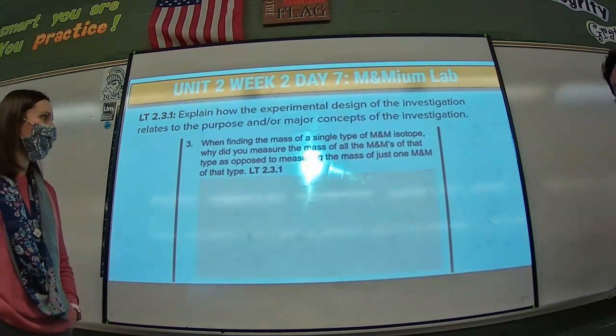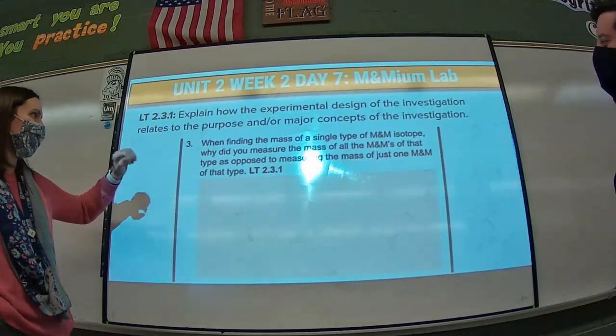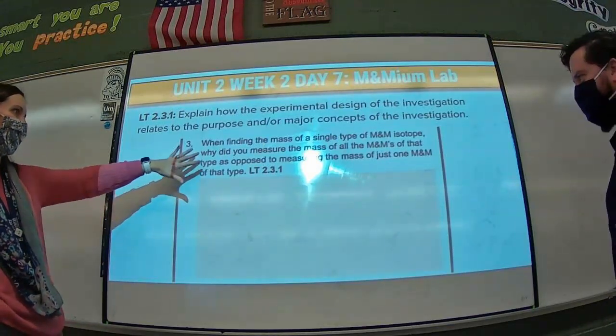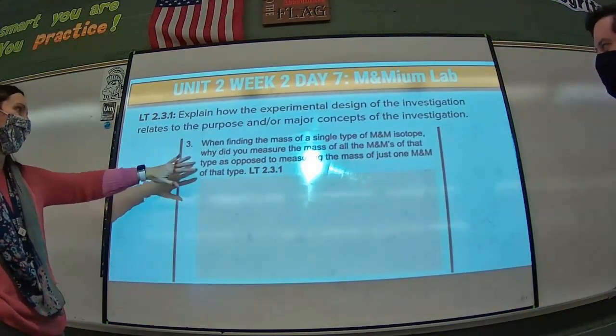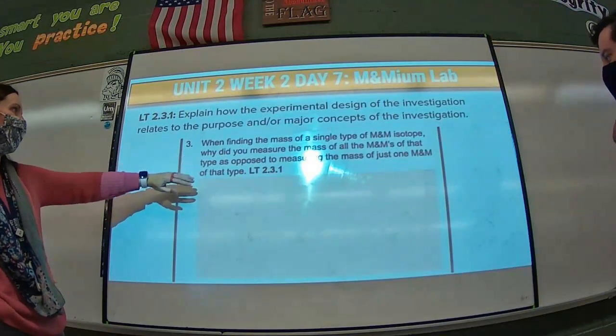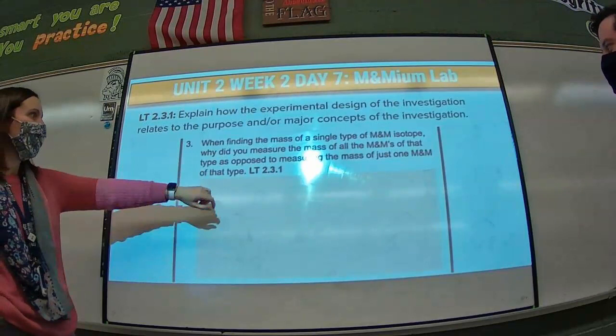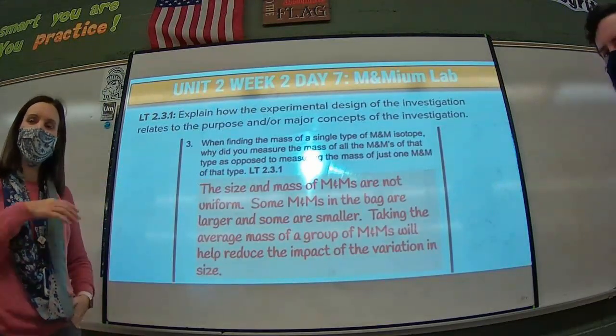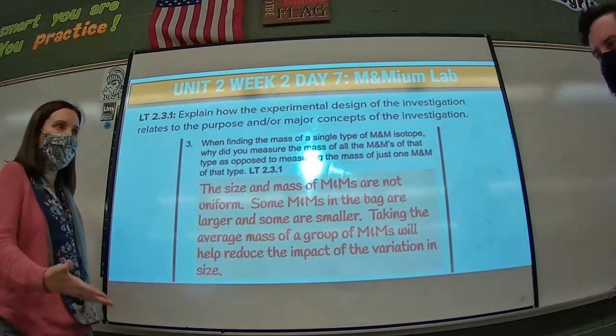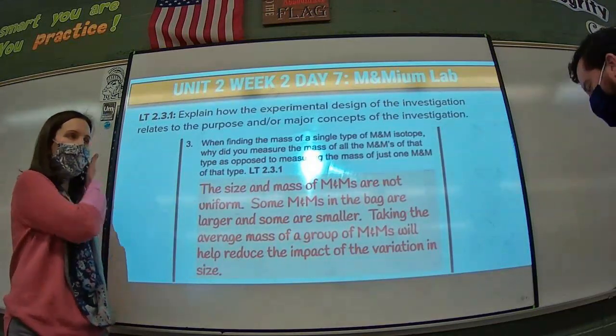231. What we want to be able to do then is, when finding the mass of a single type of M&M isotope, why did you measure the mass of all the M&Ms of that type as opposed to measuring the mass of just one? So this is talking about how our procedure relates to our purpose. So this is a 3.0 learning target.